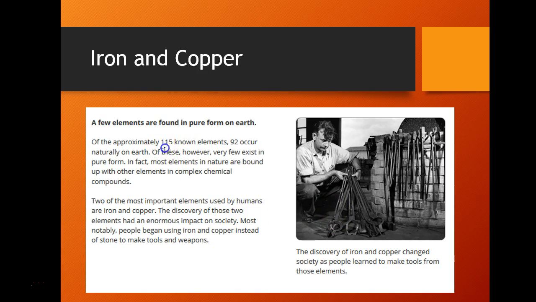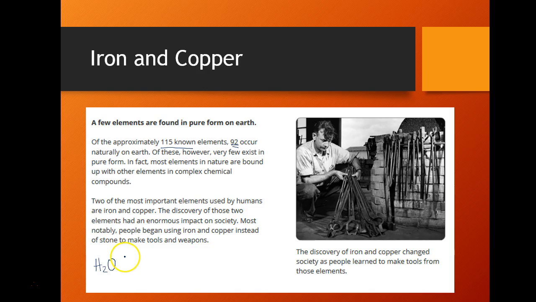So we actually know around 115 different elements that exist on Earth, and 92 of them actually exist naturally. However, a lot of these we can't actually find in pure form. That means that they're connected and bonded to other elements as well. For example, an easy one is water. Water is made up of hydrogen and oxygen. It's not just hydrogen and not just oxygen, but is made up of both of them. So we wouldn't consider water as a pure form of an element, right? Because it's made up of more than one atom.